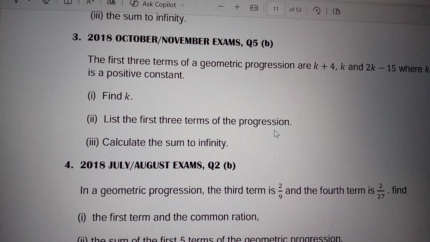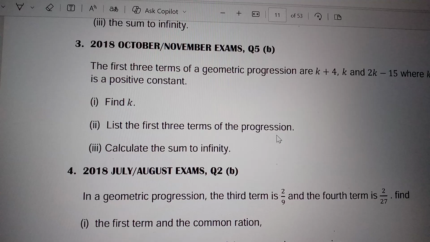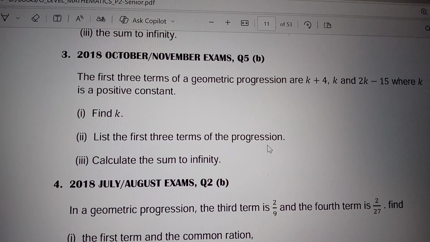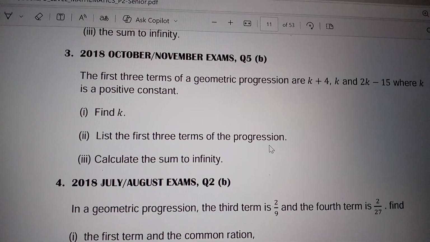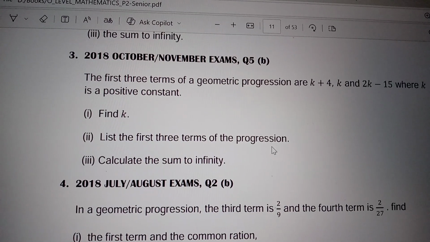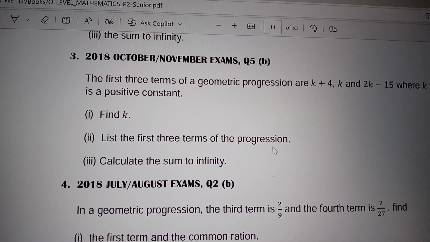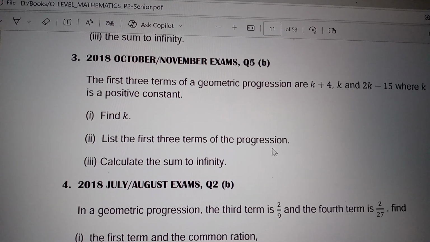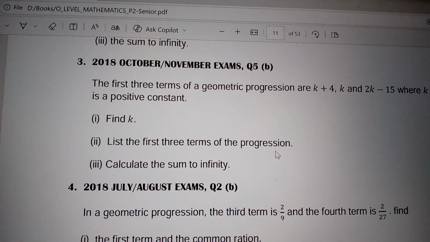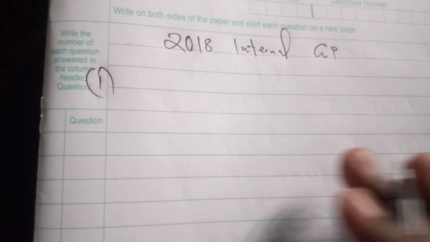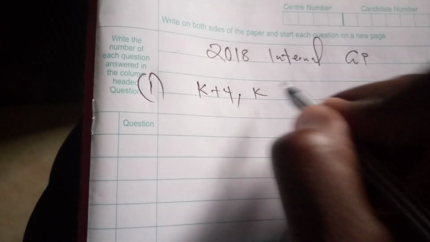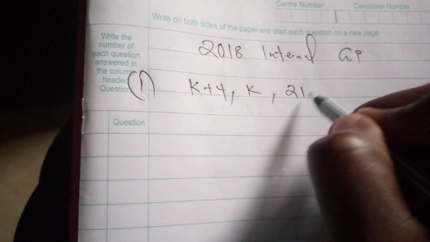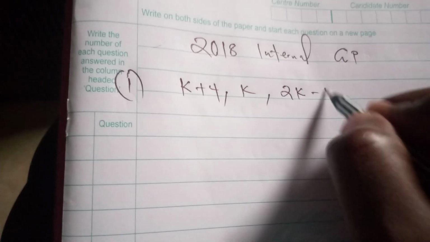So the next question is coming from 2018, the paper that was written by the internal candidate. The question reads: the first 3 terms of the geometric progression are k plus 4, k and 2k minus 15, where k is a positive constant. Find the value of k. So we start. We have been given 3 consecutive terms. The first term is k plus 4, the second is k, and the third term is 2k minus 15.